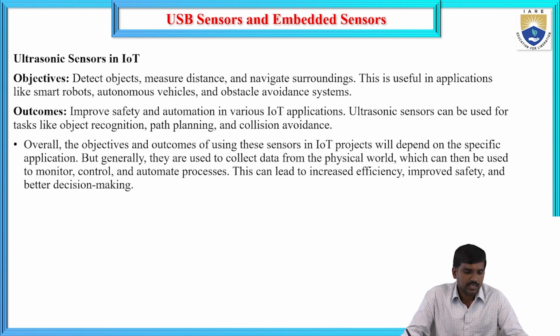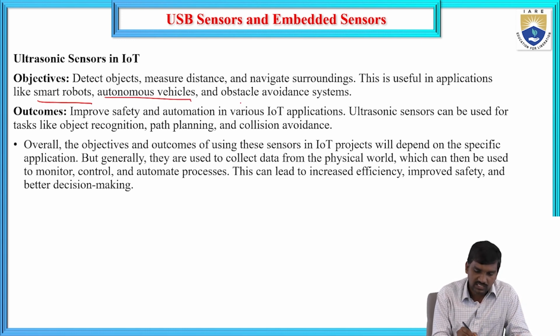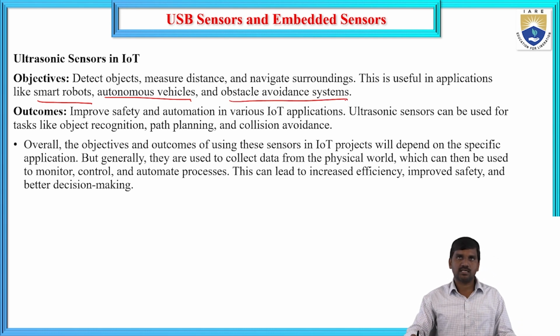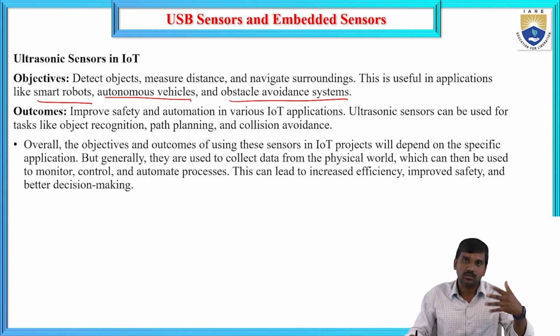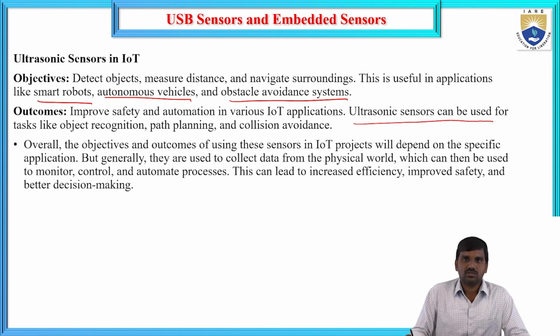Ultrasonic sensors in IoT. What is the main objective of ultrasonic sensors in IoT? Detect objects or measure distance in the surroundings. This is useful in applications like smart homes, robots, autonomous vehicles, and obstacle avoidance systems. So these are some applications under ultrasonic sensors in IoT. What are the outcomes based on the objectives here? Improve safety and automation in various IoT applications. Ultrasonic sensors can be used for tasks like object recognition, path planning, and collision avoidance.